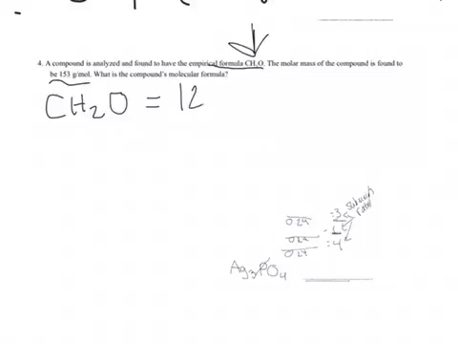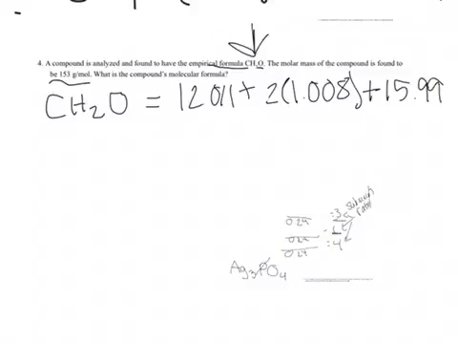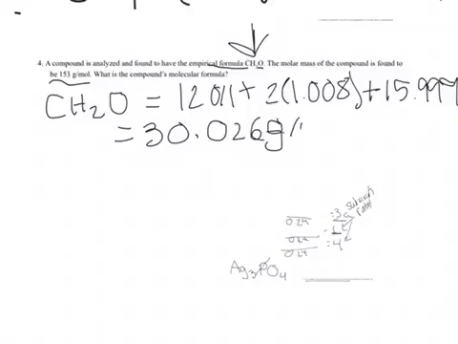Well, we have 1 carbon, plus two hydrogens, plus 1 oxygen. So we add that up and we get 30.026 grams per mole for the molar mass of the empirical formula.